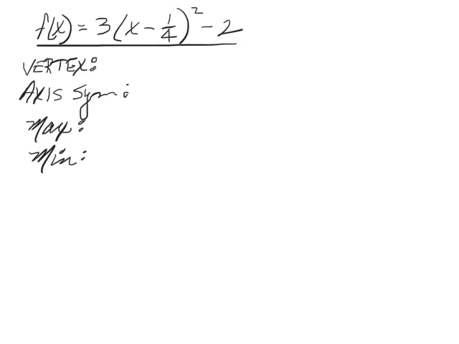So the vertex here is my h, k. So let me put on that general form of the equation again so that you have that. So we have f of x equals a times x minus h, quantity squared, plus k. Okay, so that's the format that we want this to be in, and it's already in that format. So the vertex is my h and my k.